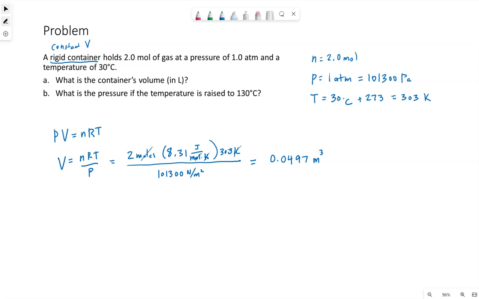The question is asking for it in liters. Our conversion is that there is 1,000 liters in a cubic meter. So multiplying that by 1,000, we get 49.7 liters. But looking back, we only have 2 sig figs. So we would write this as 50 liters. So that's our answer to part A.